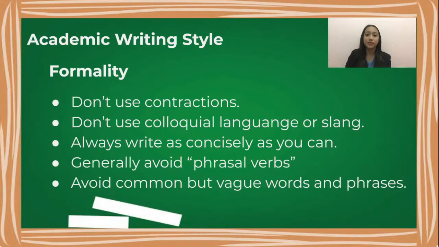First is formality. Don't use contractions like don't and can't. You need to spell them out, like do not or cannot. Next, don't use colloquial language or slang. For example, you use cause instead of because, I dunno instead of I do not know, yeah instead of yes. These kinds of words are informal and must not be used in an academic paper.